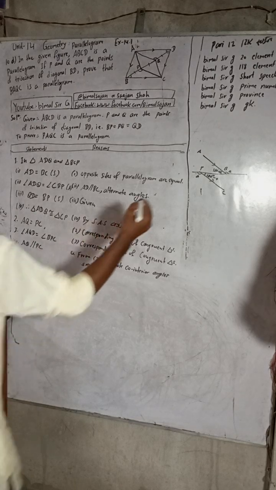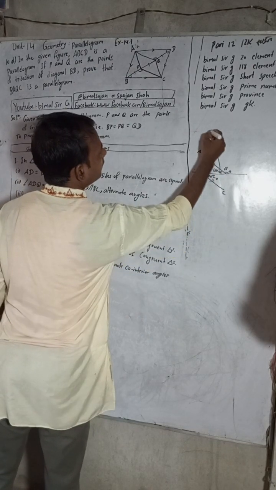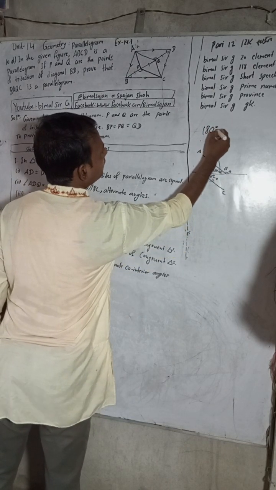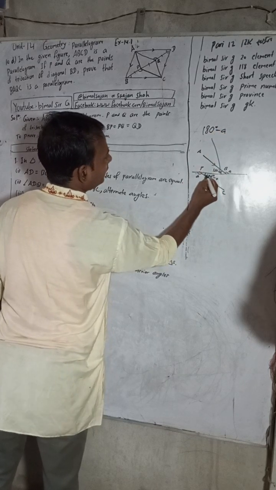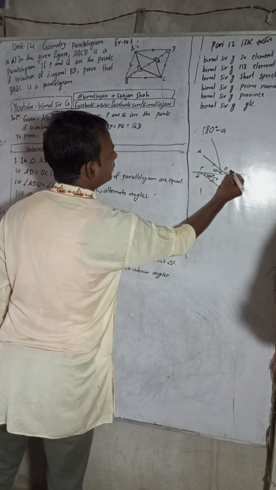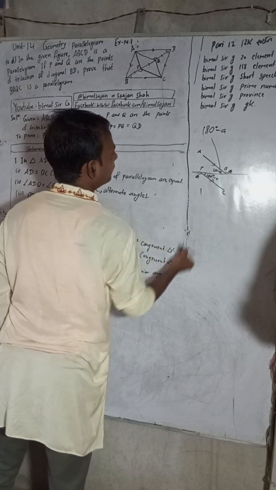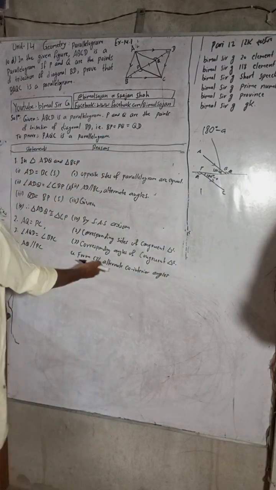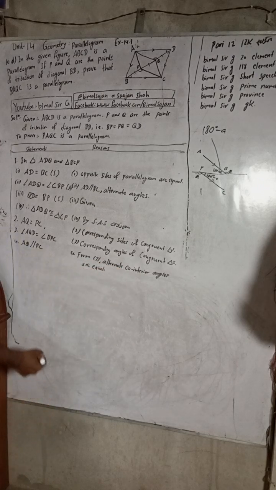Here this is 180 degrees minus A, and this is also 180 minus A, because these are equal. So equal means we can suppose this is A and this also is A. This is what is called alternate angles are equal.